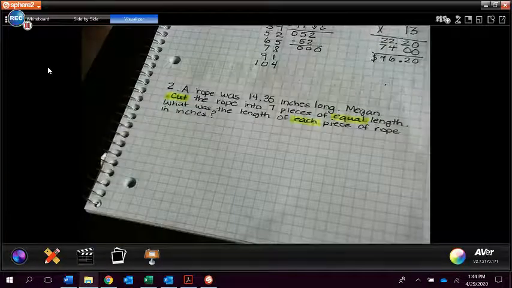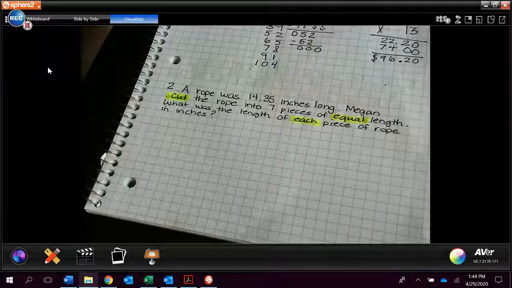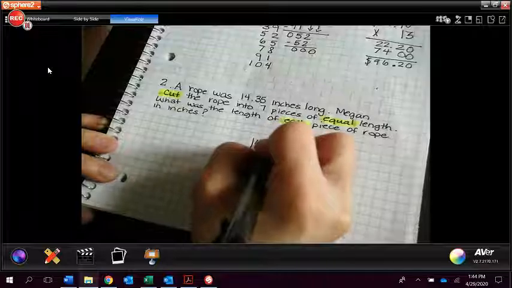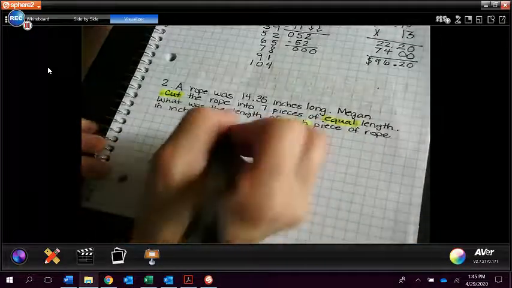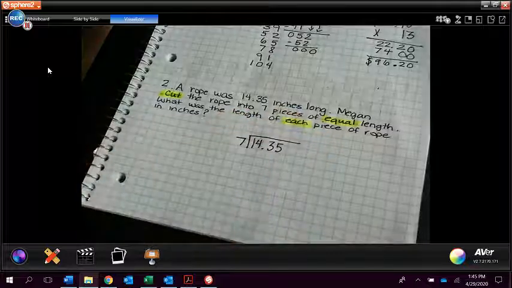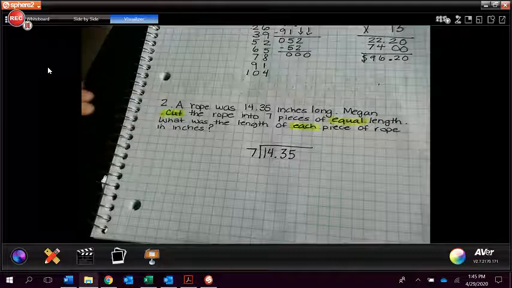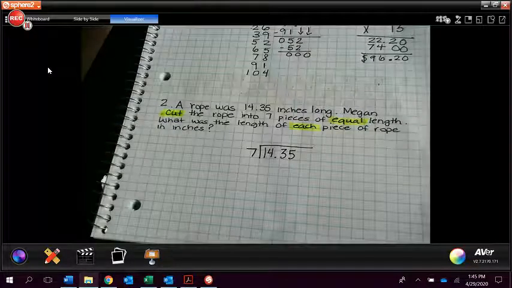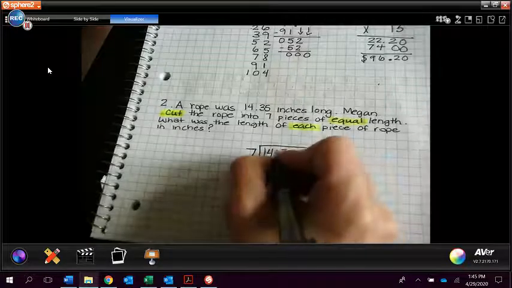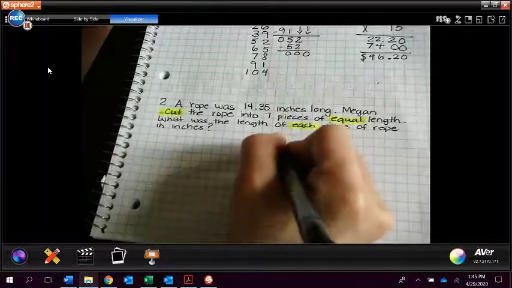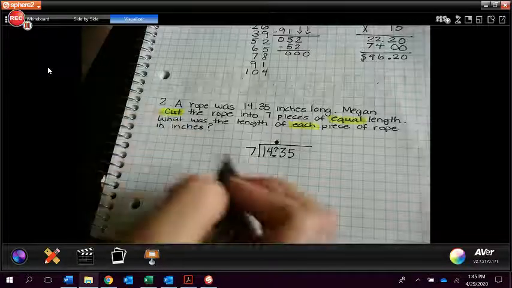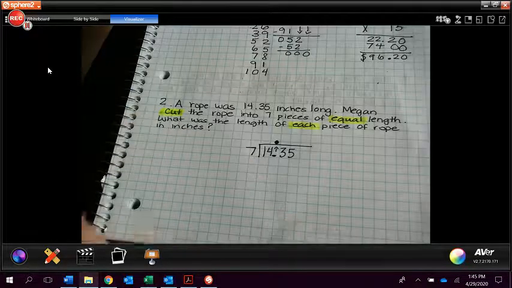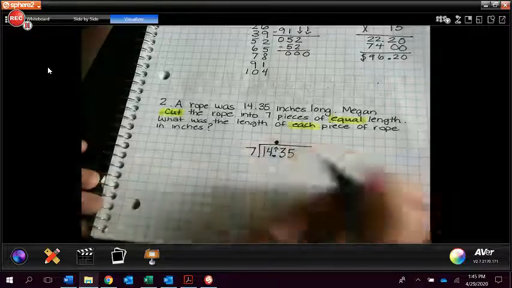in inches? So again, we're going to be doing the exact same thing. I'm going to be dividing 14.35, and I'm going to divide that by 7 because it's 7 equal pieces. Now, remember, one of the things we have to do before is we need to make sure we bring up our decimal point before we begin our problem. This is really going to help us. And we also want to make sure we have our multiples just to make it easier for us when we're working out the problem. So we're going to do our multiples of 7.